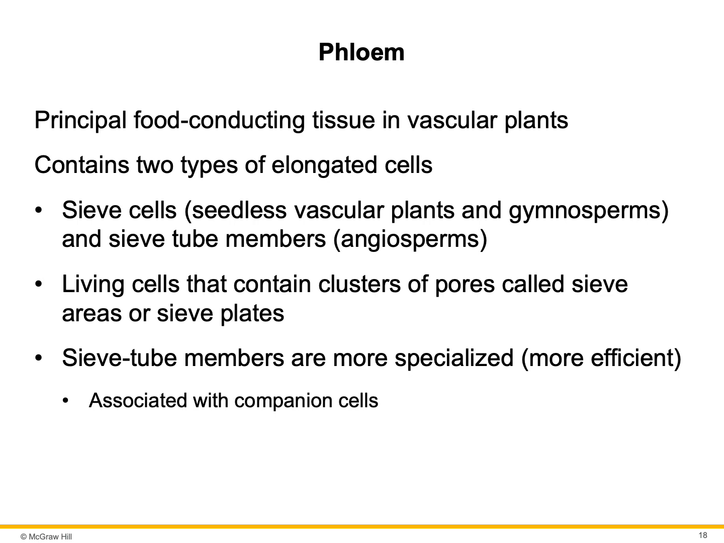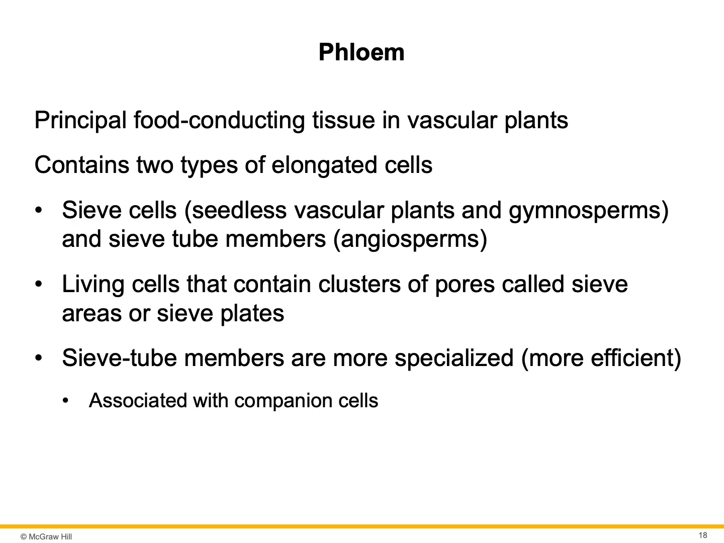Now we are moving into another conductive tissue called phloem, and phloem is the major food conducting tissue in vascular plants, and it is located towards the outer part of the roots and stems. Food conduction in phloem is carried out through two kinds of elongated cells. These are sieve cells and sieve-tube members. Gymnosperms, ferns and horsetails have sieve cells. Most angiosperms have sieve-tube members.